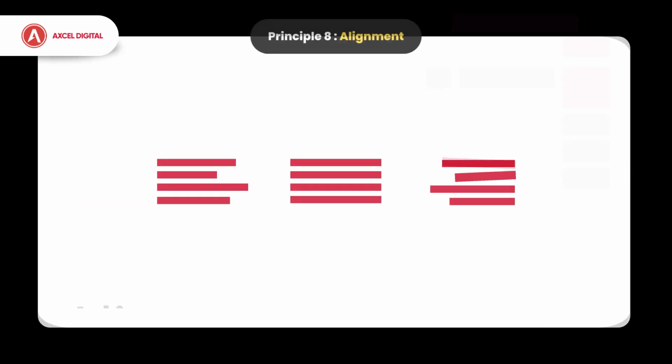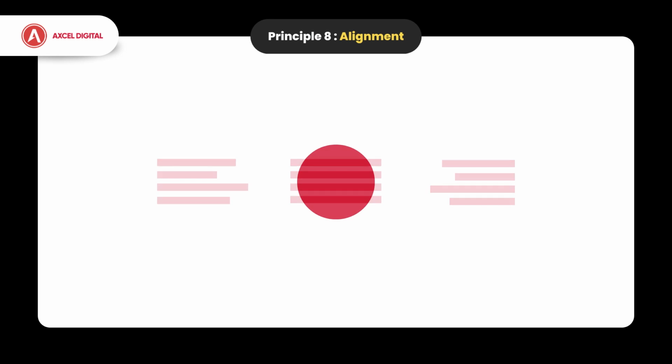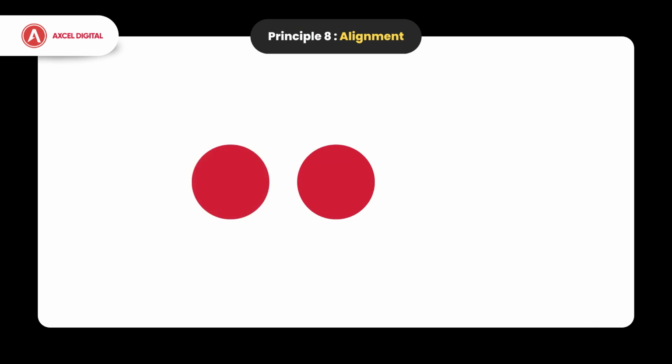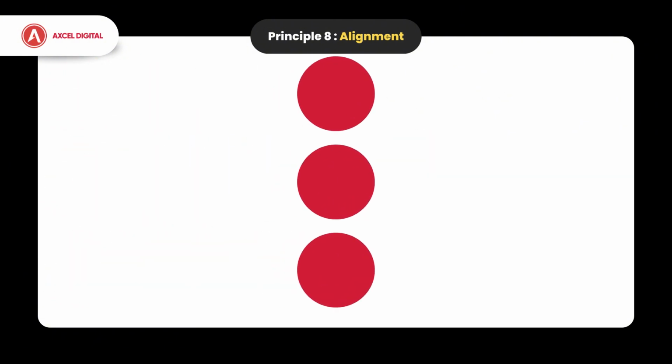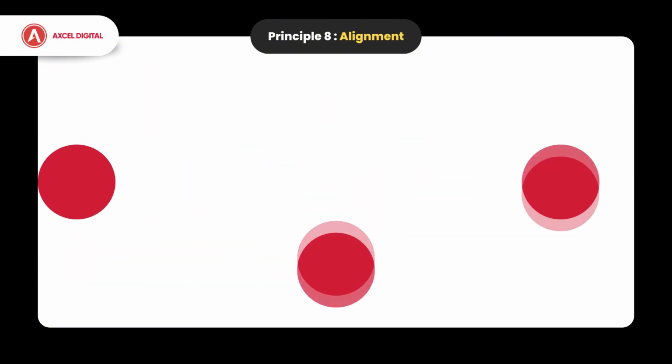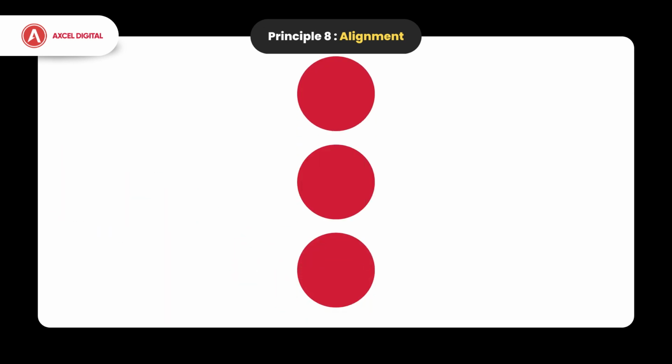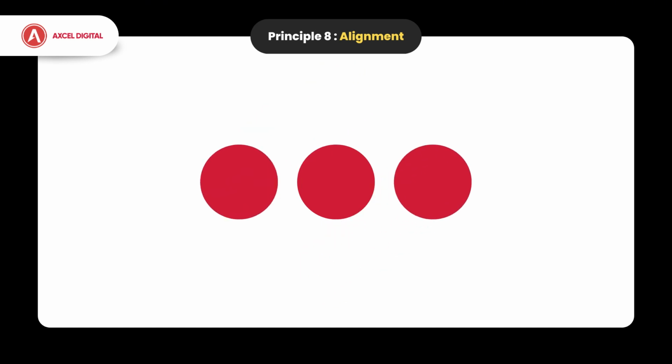The final principle is alignment. It focuses on the relationship between elements, giving structure and order to the design. You can have edge or center alignment. Edge alignment are elements that are placed on the left, right, top, or bottom of a design. Center alignment sees elements sticking to the middle, either vertically or horizontally, or both, to have the element placed right in the middle.